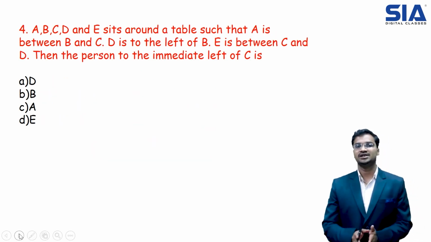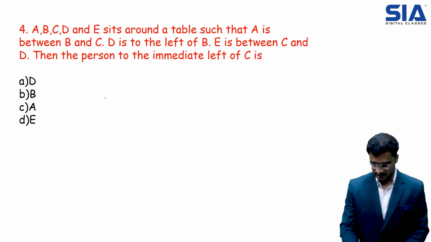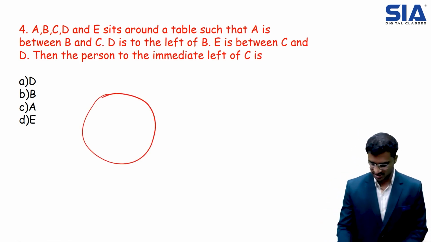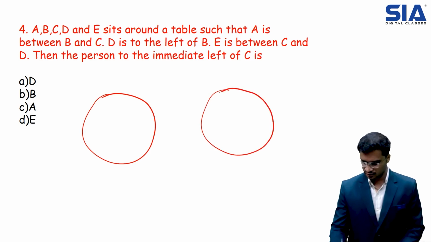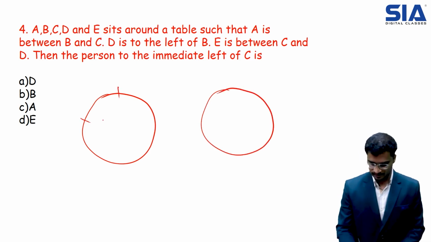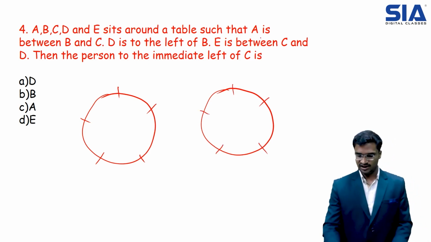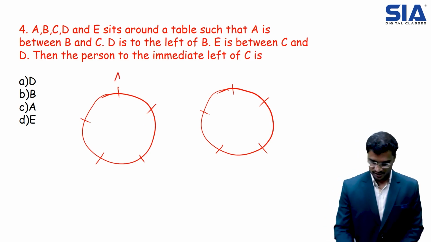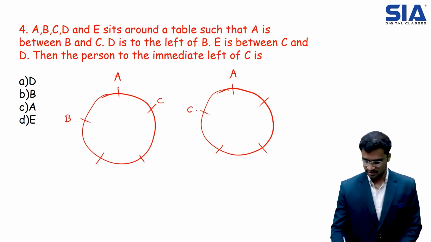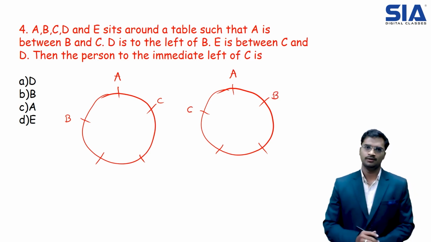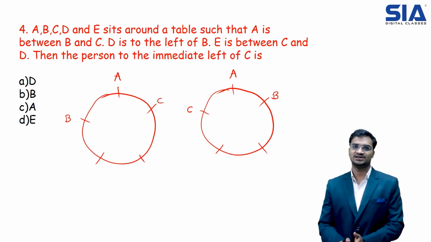A, B, C, D sits around a table such that, let us arrange them in a table. This is one table and this is also one circular table. There are 5 people. 1, 2, 3, 4 and 5. So such that A is between B and C. A is between B and C. This can also be possible. This is the first possibility and this is the second possibility.